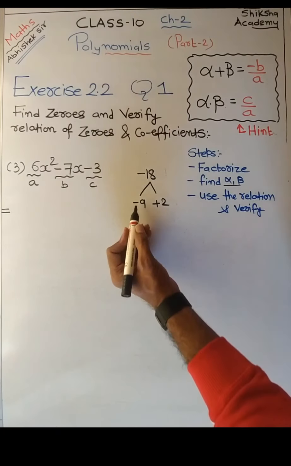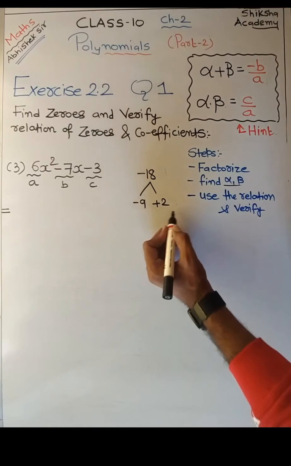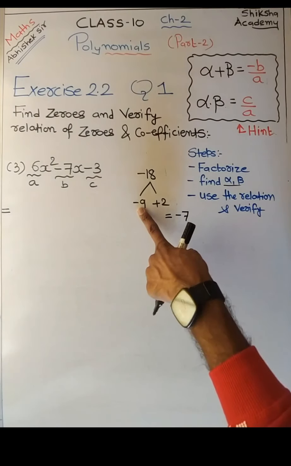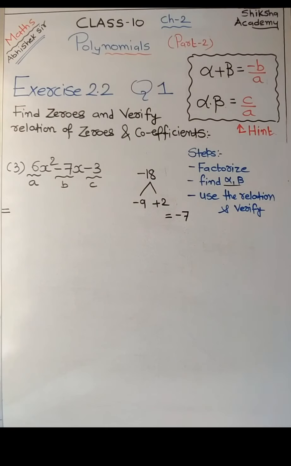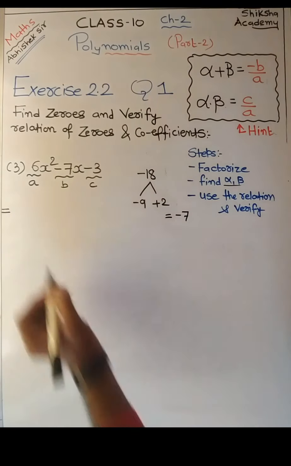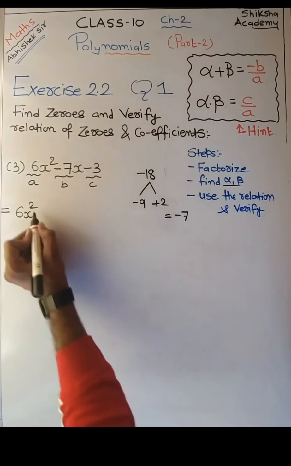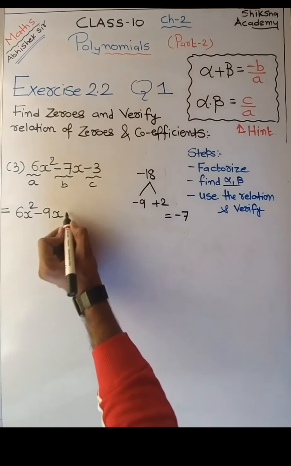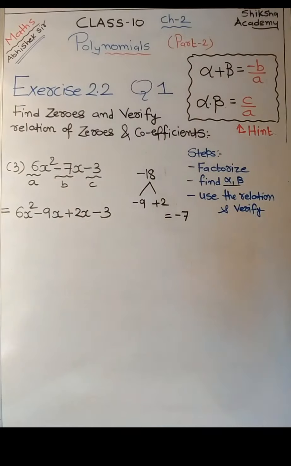For minus 18 we have to put minus in one of these two, but the final answer we have to get is minus 7, right? So the bigger number will be in minus. I hope you all know this as you have practiced factorization. Let us go for splitting 6x square. First we are writing minus 9x, then let us write plus 2x minus 3 repeated, right?